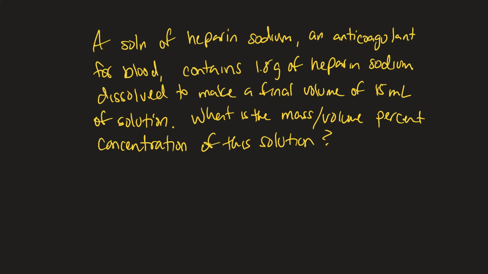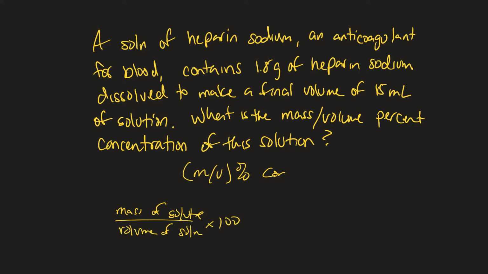A solution of heparin sodium, an anticoagulant for blood, contains 1.8 grams of heparin sodium dissolved to make a final volume of 15 milliliters of solution. What is the mass volume percent concentration of this solution? Here we're looking for the mass volume percent concentration. And remember, it is the mass of the solute divided by the volume of the solution, multiplied by 100.